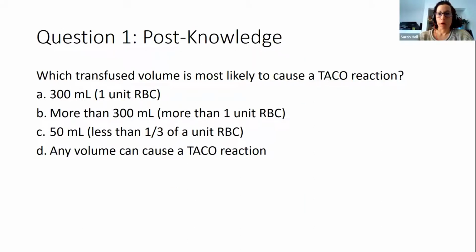So we'll do the post presentation knowledge questions now. The first question again was, which transfused volume is most likely to cause a TACO reaction? 300 mils, equivalent to 1 unit of RBC, more than 300 mils, more than 1 unit, 50 mils or less than a third, or can any volume cause a TACO reaction?